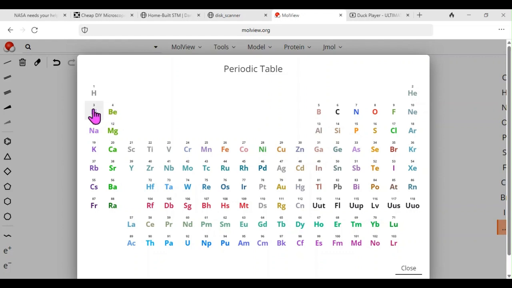However, the numbers 3, 4, 11, 12, 19, 20, 37, 38, 55, 56, 87, and 88 on the periodic table act different. Everything you see here that is purple colored in different shades of purple is an alkali metal, and everything you see here in different shades of green is an alkaline earth metal.